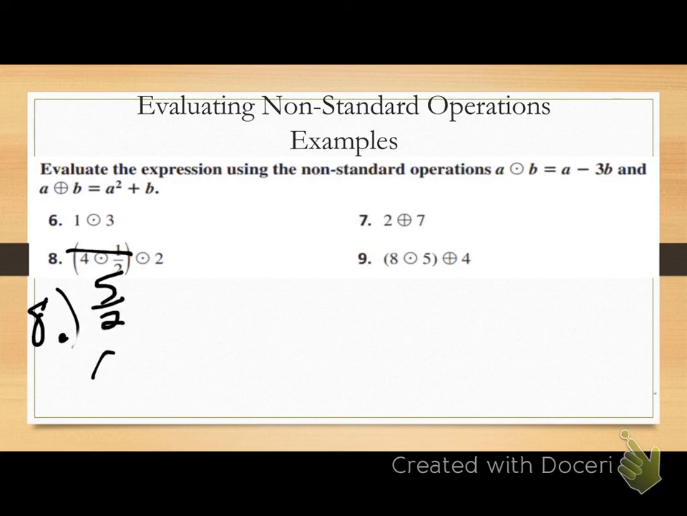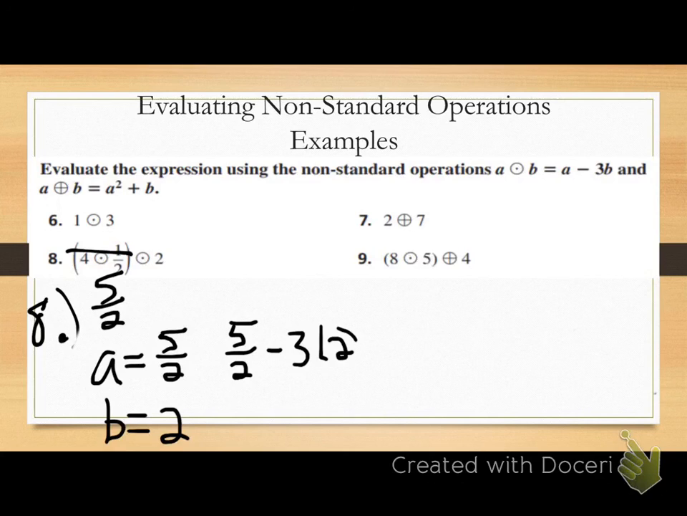So now what is my A value? 5 over 2. What's my B value? 2. Because now it's 5 over 2 circle dot 2. So A is 5 over 2. B is 2. Am I using first or second operation? First. Circle dot. A minus 3B. So 5 over 2 minus 3 times 2.